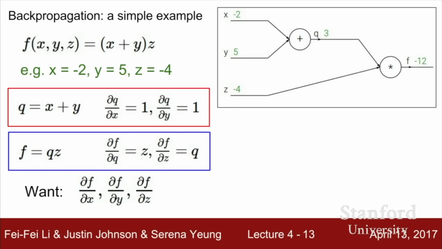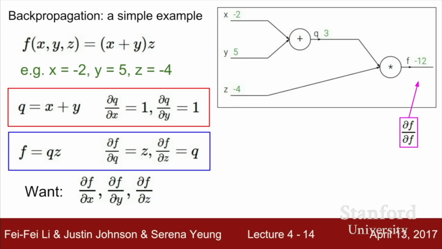Here, we want to give every intermediate variable a name. So I've called this intermediate variable after the plus node q. And we have q equals x plus y. And then f equals q times z using this intermediate node. I've also written out here the gradients of q with respect to x and y, which are just 1 because of the addition. And then the gradients of f with respect to q and z, which is z and q respectively because of the multiplication rule. And so what we want to find is the gradients of f with respect to x, y, and z.